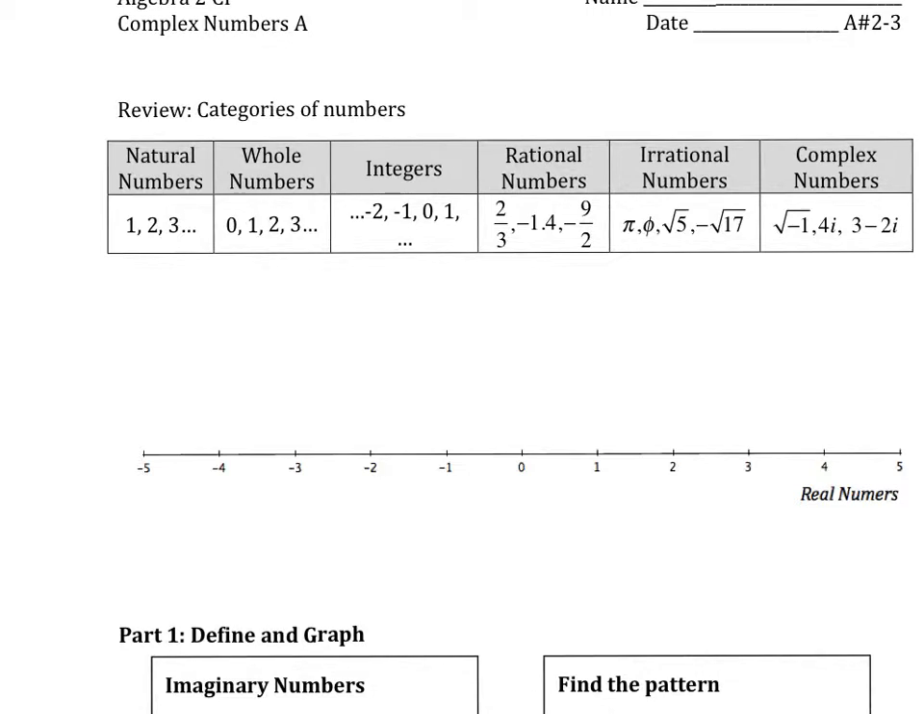So first things first. Let's look at natural numbers and see where they fit on the number line. Natural numbers are simply numbers with which you've counted historically throughout the ages. So things like 1, 2, 3, 4, etc. All of these are called natural numbers.